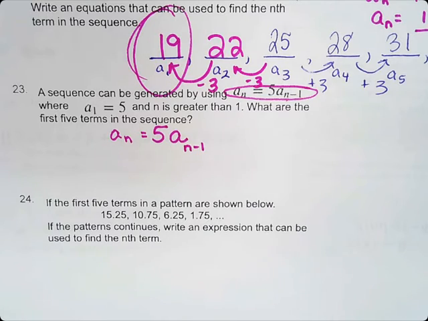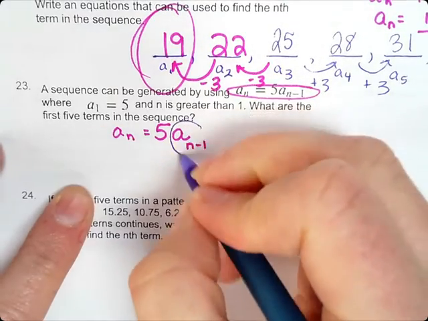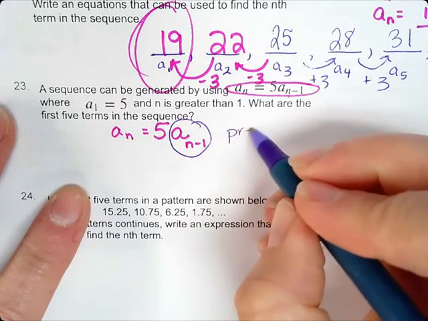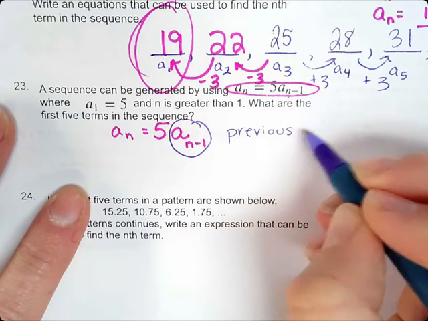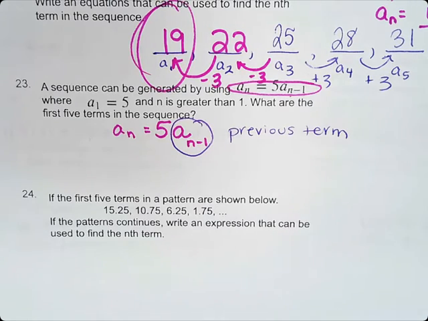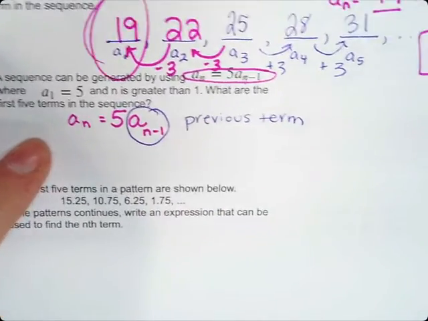Yesterday, we talked about this. This is the recursive formula. And this A with a subscript of n minus 1 means your previous term. We're not subtracting 1 from anything. We are just looking at what is the term that's before An. So what is happening to the previous term? What is the pattern?